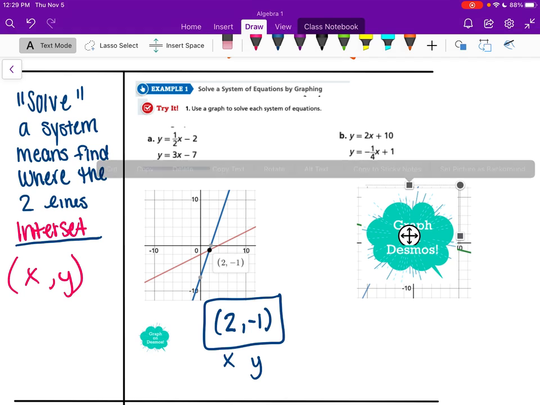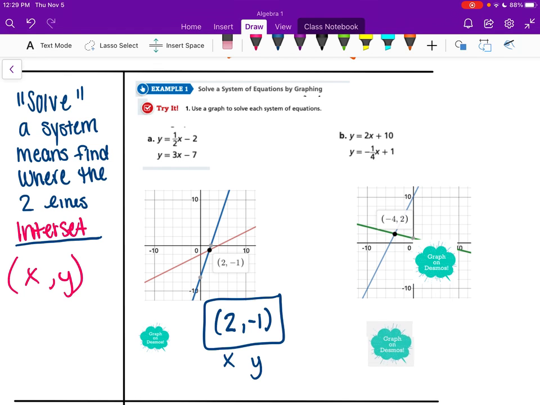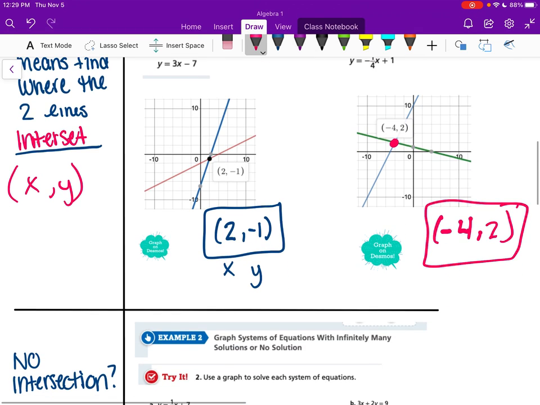Let's check it. If you graphed these, y = -1/4 x + 1, we intersected at the point (-4, 2). So that would be our answer, (-4, 2). All right, that's a perfect example of when we have just one solution. The lines intersect in just one point. Well, what about when we have none or infinite?